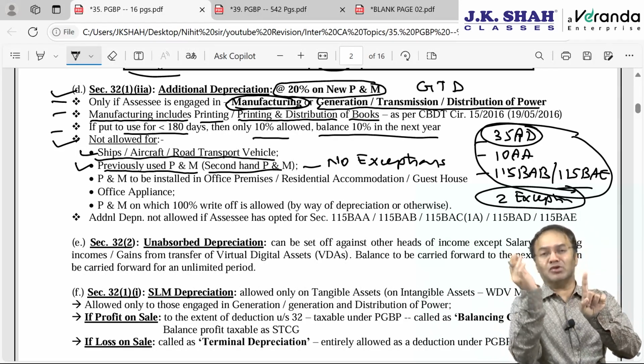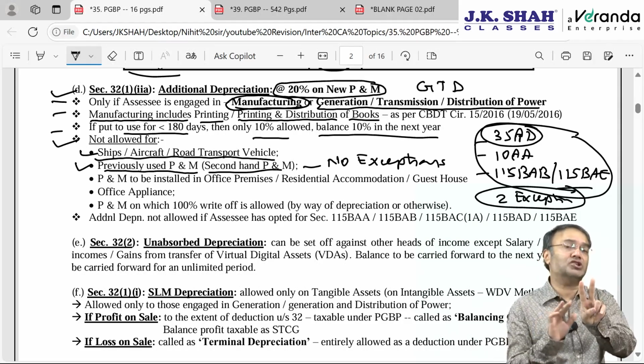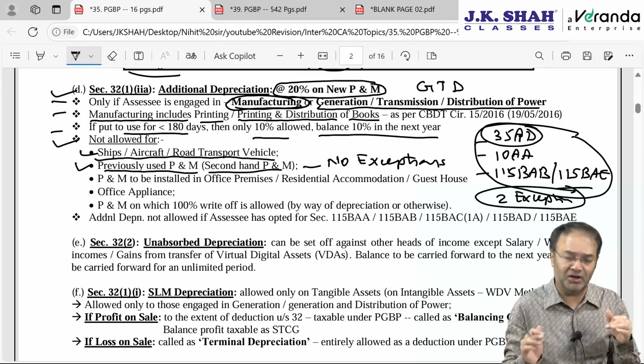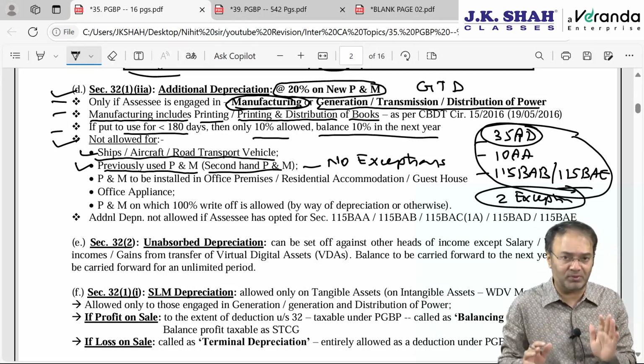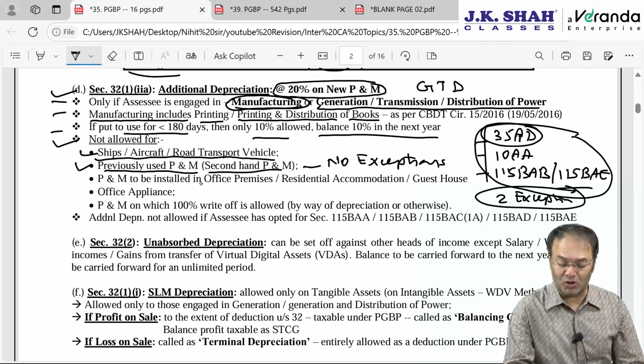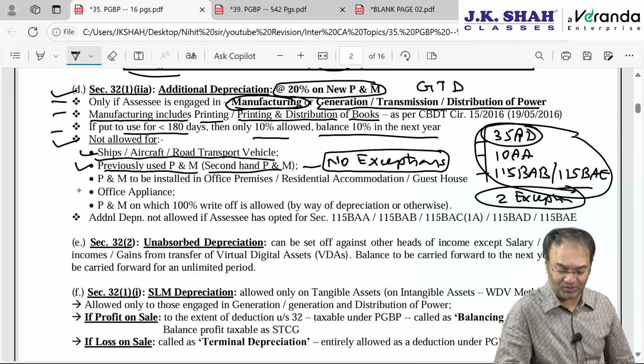If the second hand plant machinery is imported from a country outside India, or the value of second hand plant machinery does not exceed 20% of the value of total plant machinery, then second hand will not be considered as second hand. Previously used will not be considered as previously used. These 2 exceptions are there for these 4 sections but not there under section 32(1) clause 2A for additional depreciation. Here no second hand means no second hand, no exception.